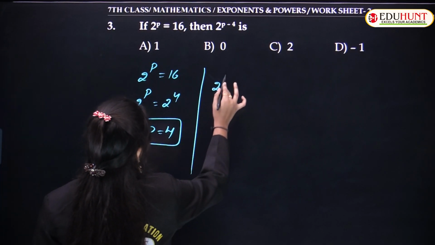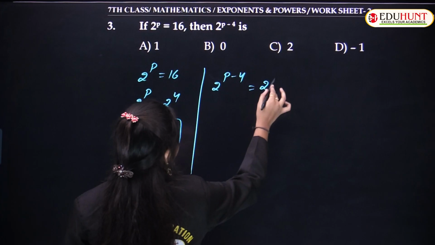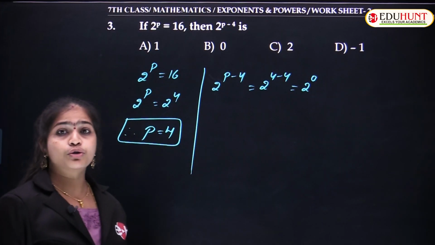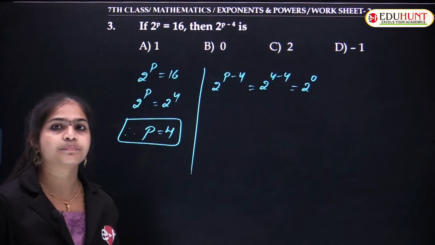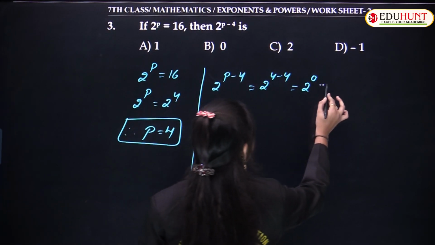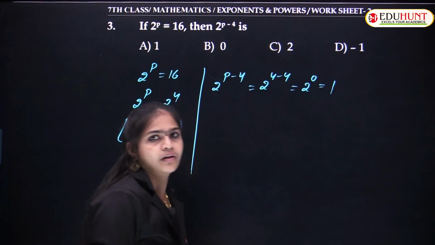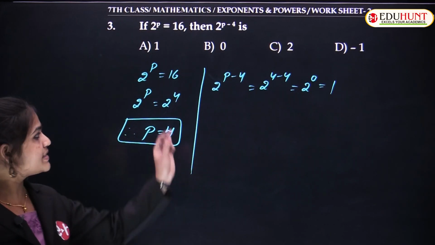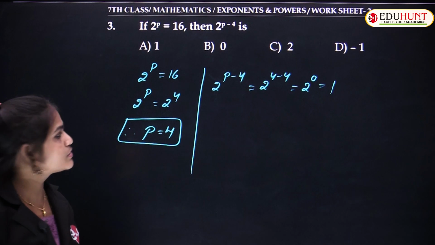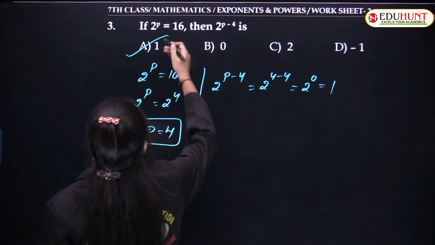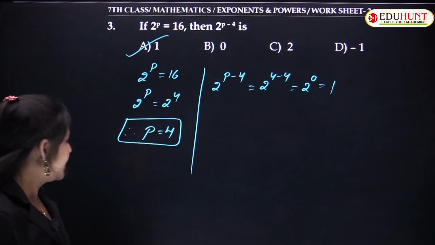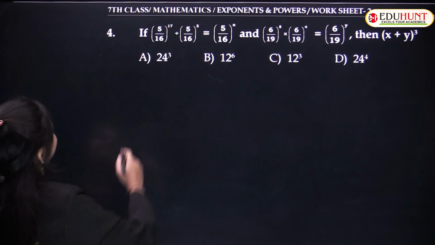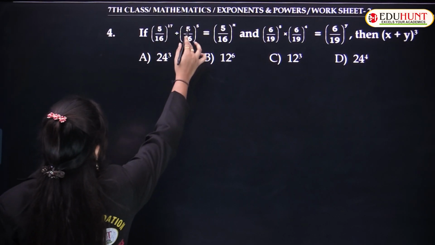Now 2 power p minus 4 is equal to 2 power 4 minus 4. 4 minus 4 is 0 only, no? So 2 power 0, is it equal to 0 or 1? Yes, 1. Any number power 0 is equal to 1 except 0. So finally what is the answer here? Option A.